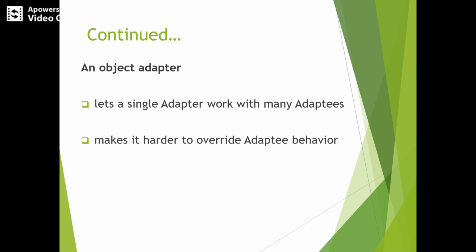Another point is that an object adapter makes it harder to override adaptee behavior. It will require subclassing the adaptee and making the adapter refer to the subclass rather than the adaptee itself. So these two points are the consequences of an object adapter. Other than that, there are a lot of other issues.